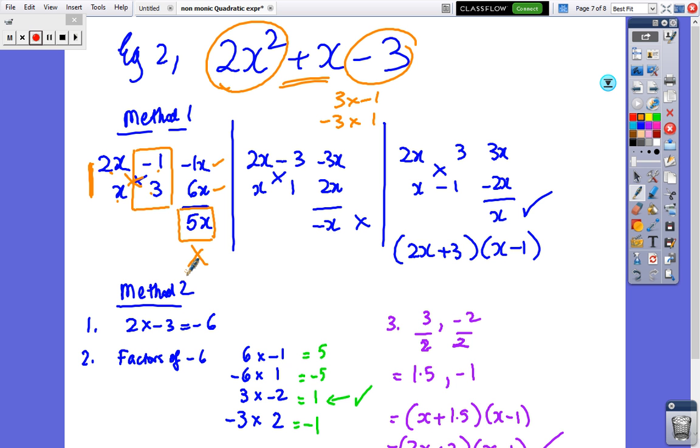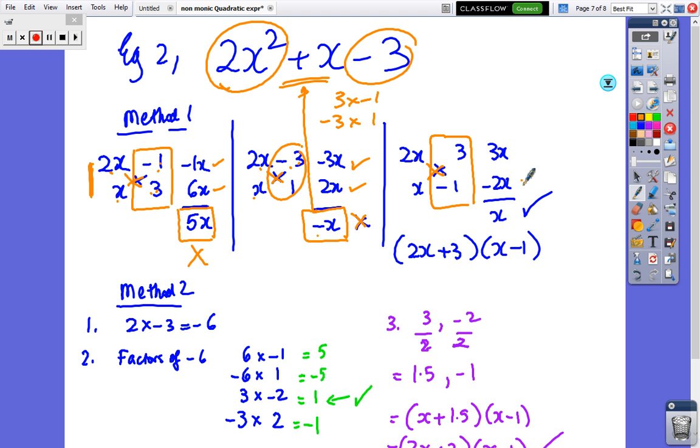Okay. So instead of having minus 1 and 3, I could try minus 3 and 1, so do the cross again, so 2x times 1 is 2x, x times minus 3 is minus 3x, adds up to minus x, but we don't want minus x, we want plus x, so that's wrong. But now we see that we've got the number 1 right, but we just got the wrong sign, so all we do back here, we just switch the sign, so instead of having minus 3, we just change it to a plus.